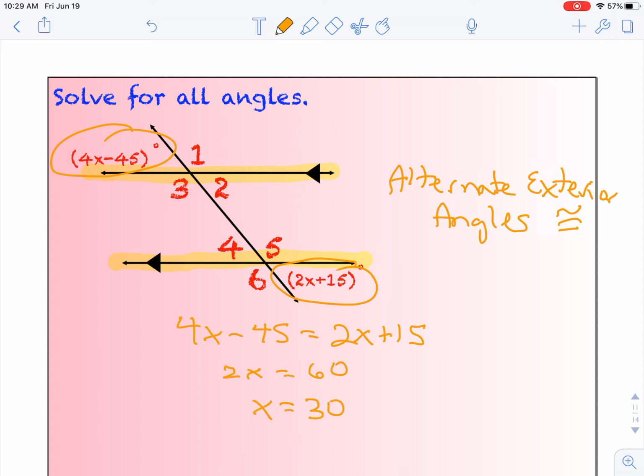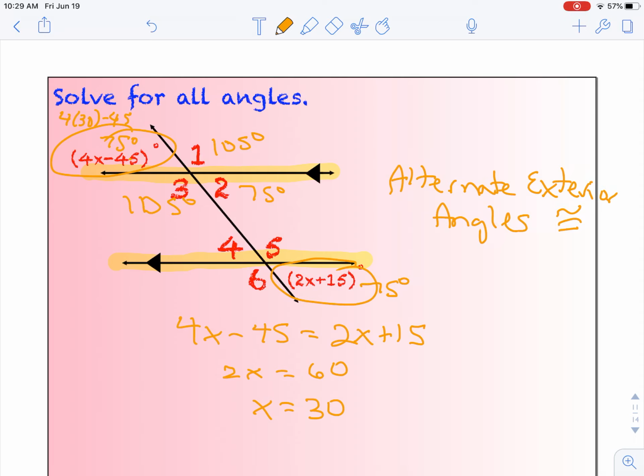That gives us, when we get all the x's on one side, numbers on the other, and solve, x equals 30. So now we can plug 30 in. 4 times 30 minus 45 gives us 75 degrees. And that makes angle 2 75 degrees. And now we can use linear pair to get the rest of them. So that makes 105 and 105. And again, we already know that alternate exterior angles are congruent.